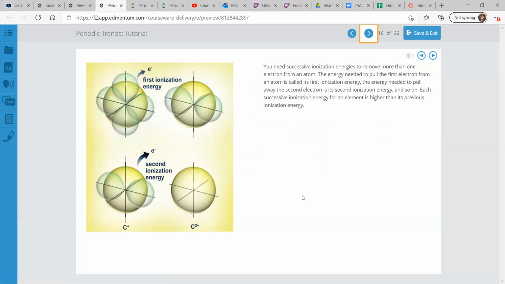You need successive ionization energies to remove more than one electron from an atom. The energy needed to pull the first electron from an atom is called its first ionization energy. The energy needed to pull away the second electron is its second ionization energy, and so on. Each successive ionization energy for an element is higher than its previous ionization energy.